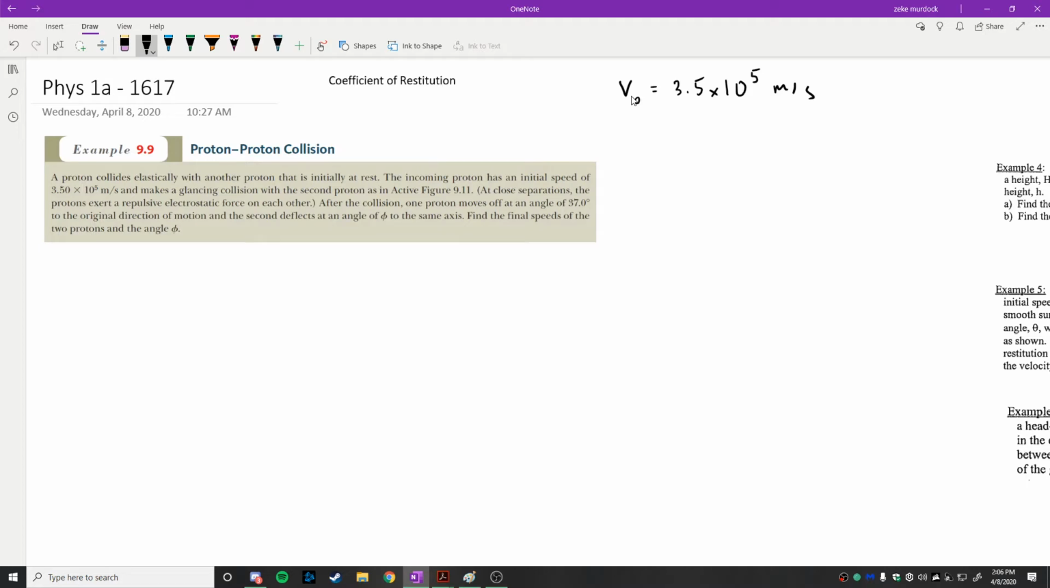At close separations, the protons exert a repulsive electrostatic force on each other. After the collision, one of the protons moves off at an angle of 37 degrees to the original direction of motion, and the second deflects through an angle phi. We want to find the final speeds of the two protons. So the picture would be: we start off with one proton right here, moving along a straight line.